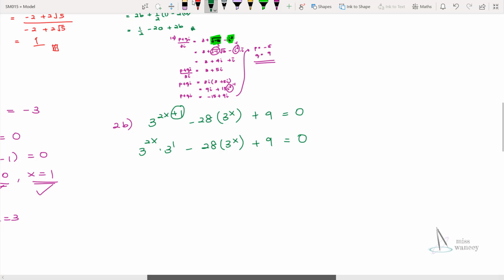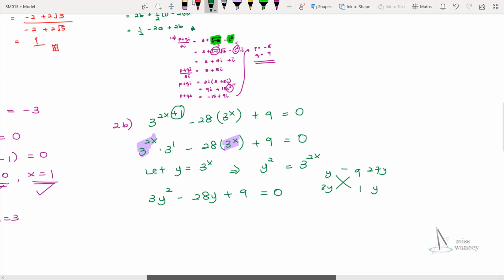Okay, so if we check the x, we got 3 to the power of x and 3 to the power of 2x. So I do know that I need to use substitution for this. So we're gonna let y equal to 3 to the power of x. Therefore, y squared will become 3 to the power of 2x. So you're gonna square 3 to the power of x, so it will become 3 to the power of 2x. So this can be changed to 3y squared minus 28y plus 9 equal to 0. So let us factorize them completely. 9, 1, 3y, y. So y, 27y, so minus then.